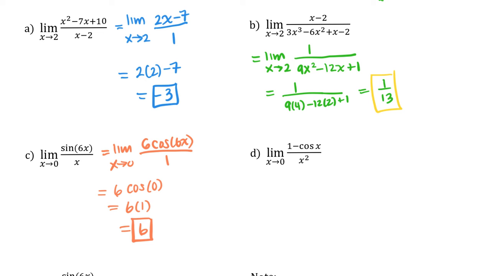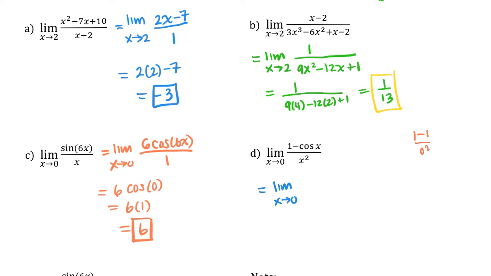Okay, let's look at another one. If I plug in 0 here, the cosine of 0 is 1. So I get 1 minus 1 over 0 squared. So that's 0 over 0. It's definitely indeterminate. I can apply L'Hopital. L'Hopital only works when it's 0 over 0 or infinity over infinity.